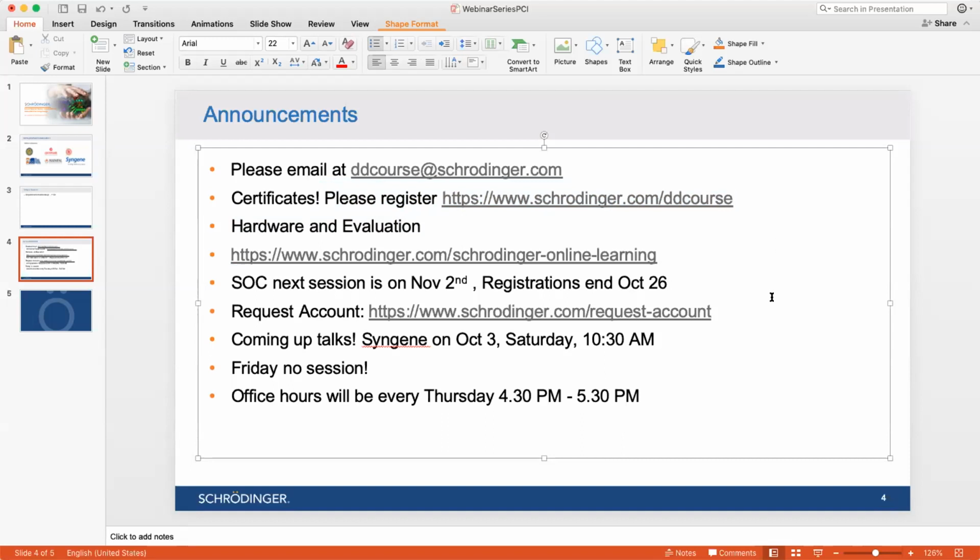The next thing that you have to do is to request an account on the Schrodinger website. For that, you need to go to request account, that is www.schrodinger.com/request-account, which I just showed you, right? You have to have the website account in order to download the software and also to register for the Schrodinger online course.